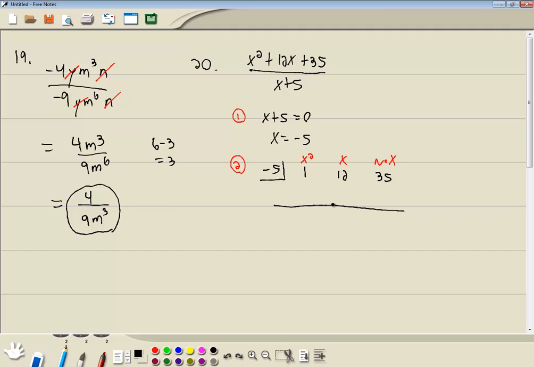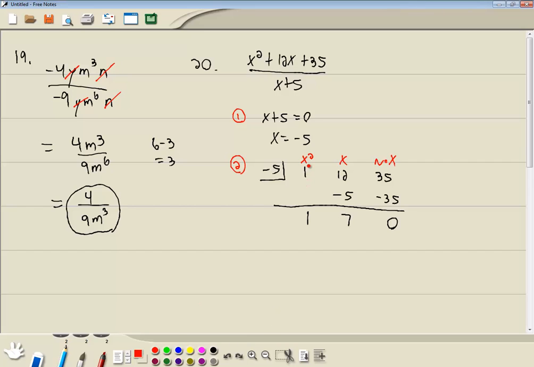Now we're going to go through a series of adding and multiplying over and over until we're done. We start with the first column here. We've got 1 plus nothing, that gives us 1. Then we're going to multiply. You always multiply the number up in the box by the number you just put down here. Negative 5 times 1 is negative 5, and then we put it here. Then when I add these, 12 and negative 5 gives us 7. Then we multiply again. Negative 5 times 7 is negative 35. And then we add 35 and negative 35, which gives us 0.